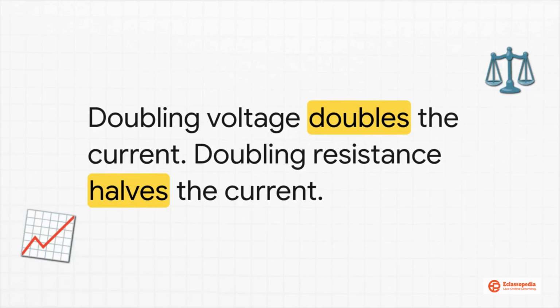Let's connect this right back to our water pipe analogy to really solidify this relationship. If you double the water pressure, meaning the voltage, you are going to push exactly twice as much water through that pipe, doubling the current. Make sense? But if you double the resistance by swapping in a pipe that's half as wide, you are going to strictly cut that current in half. They scale together in absolute perfect harmony.